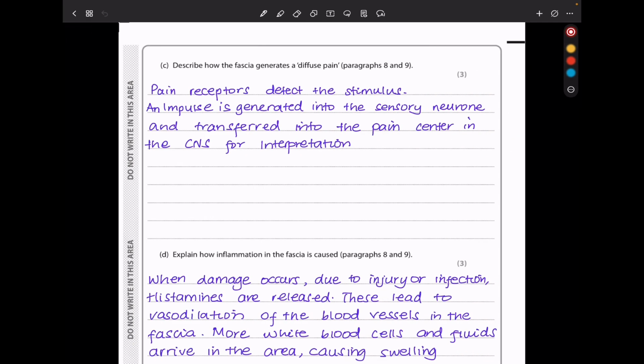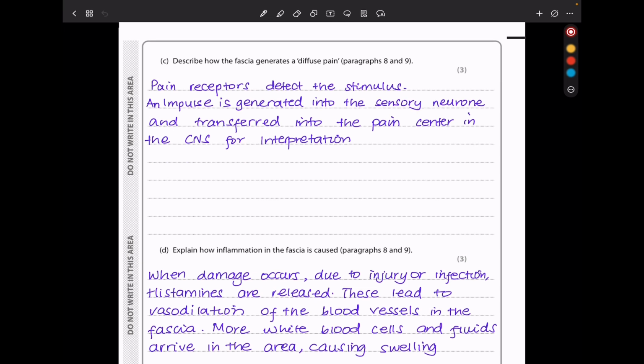Next, they say describe how the fascia generates a diffuse pain. This is from paragraphs 8 and 9. To detect diffuse pain, pain receptors are going to be involved, and they will detect the stimulus. An impulse is going to be generated, and this is going to be sent through the sensory neuron and transferred to the pain center in the central nervous system for interpretation.